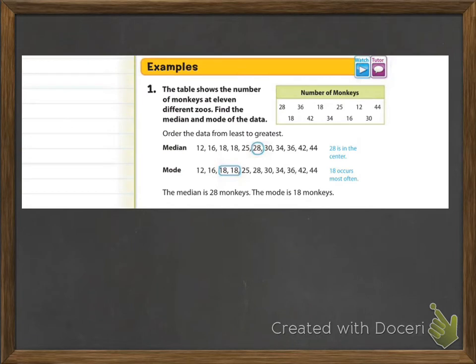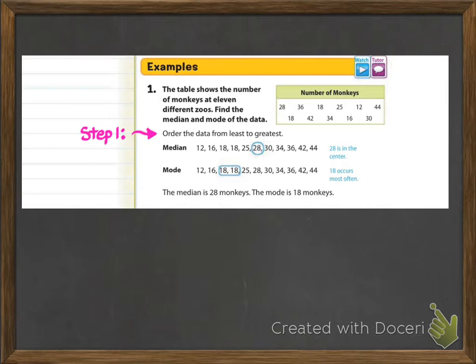So let's go ahead and look at example number 1. Example 1: the table shows the number of monkeys at 11 different zoos. Find the median and the mode of the data. The first thing you're going to do is put the numbers in order from least to greatest. Go ahead and write step 1 like I did and draw an arrow to the part that says order the data from least to greatest.